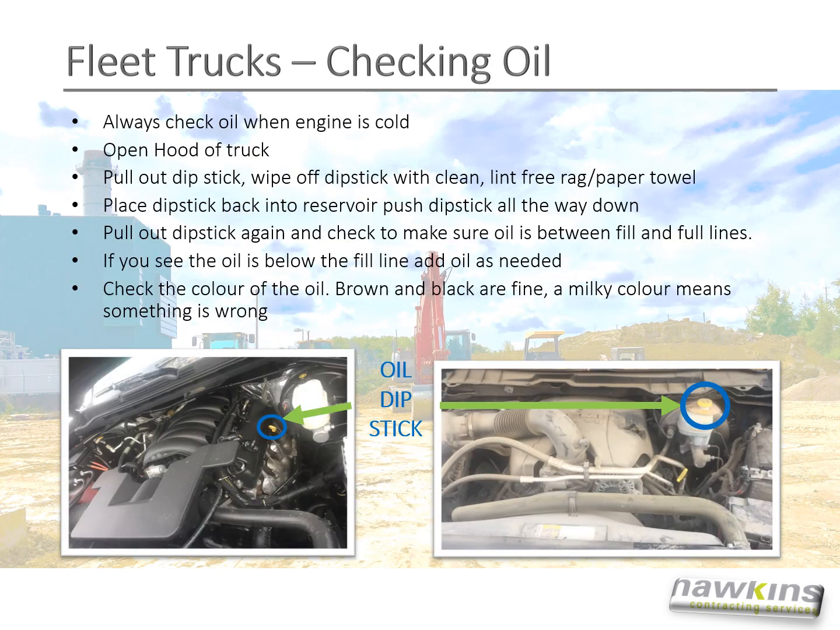Checking oil on fleet trucks. Always check oil with the engine cold. Open the hood of the truck, pull out the dipstick, and wipe off the dipstick with a clean, lint-free rag or paper towel. Place the dipstick back into the reservoir, and push the dipstick all the way down. Pull out the dipstick again and check to make sure oil is between the fill and full lines. If you see the oil is below the fill line, add oil.